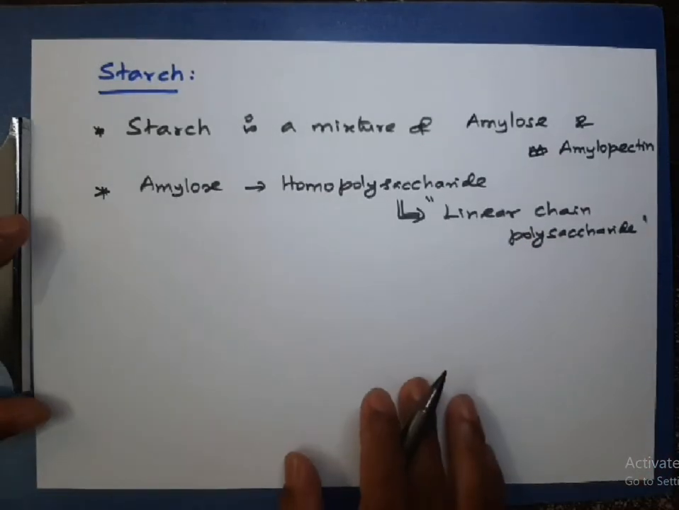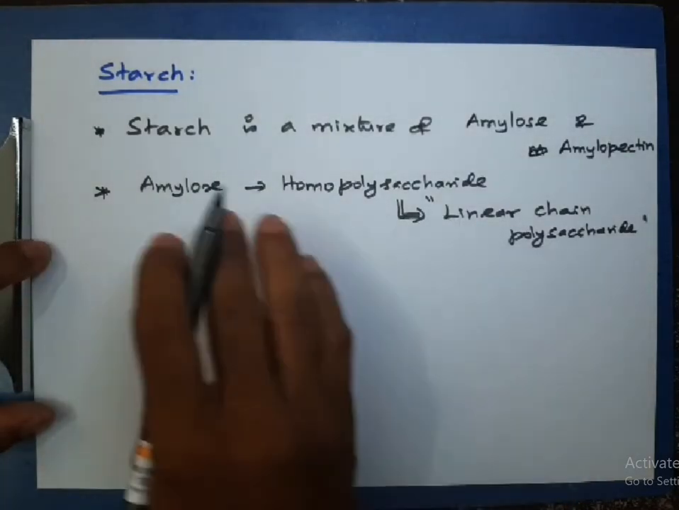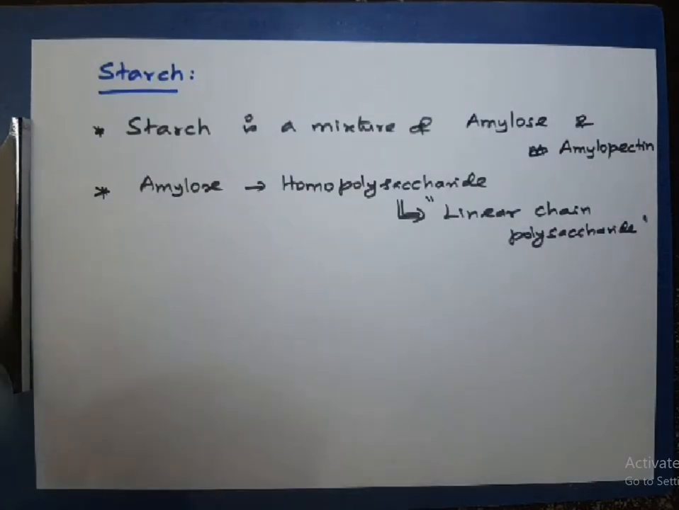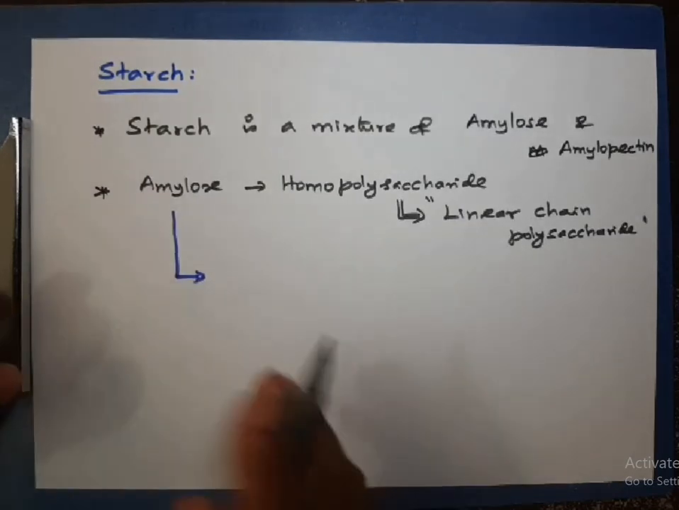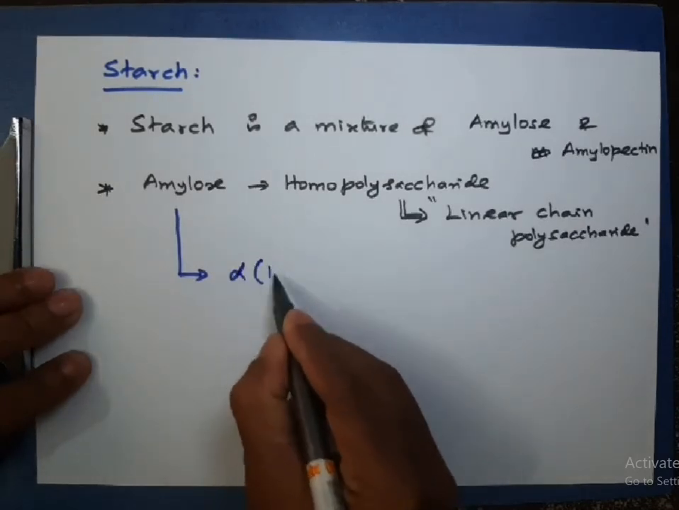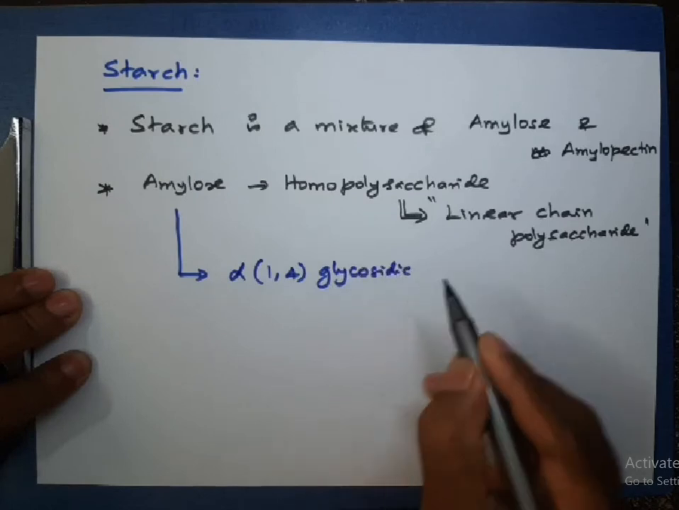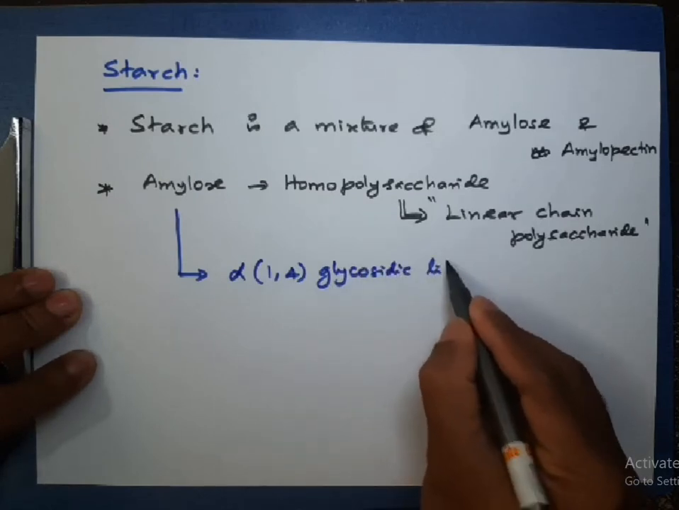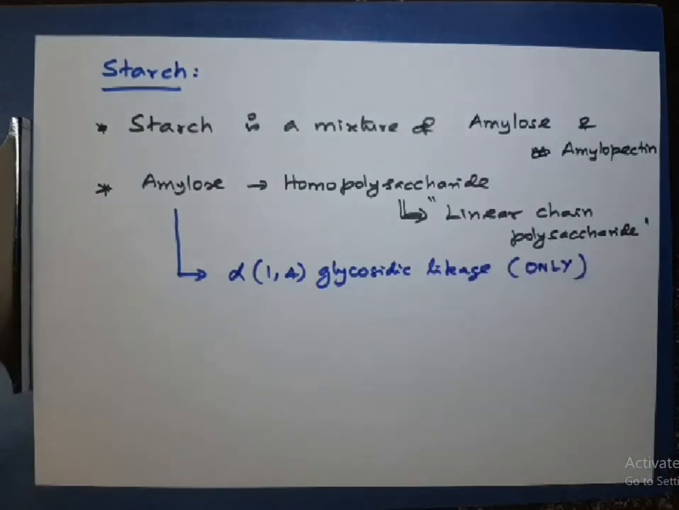Now, how are the glucose units connected in amylose? Students, this is a very important point. Keep this in mind. In amylose, adjacent glucose units are connected through alpha 1,4 glycosidic linkage only. Why I am using the term only, we'll discuss.